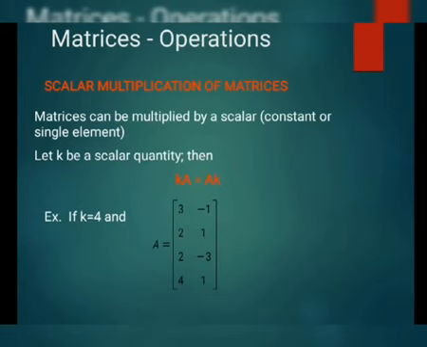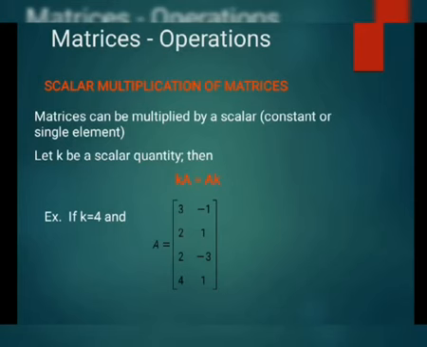So 4 is multiplied with the first element 3, equal to 12. Then 4 is multiplied by 2, 8. 4 is multiplied by 4 equal to 16. 4 is multiplied by minus 1 equal to minus 4. 4 is multiplied by 1 equal to 4. 4 into minus 3 equal to minus 12. 4 into 1 equal to 4. So it means that whenever we have to multiply any scalar to any matrix, it's simple: the scalar is multiplied by each and every element within the matrix.